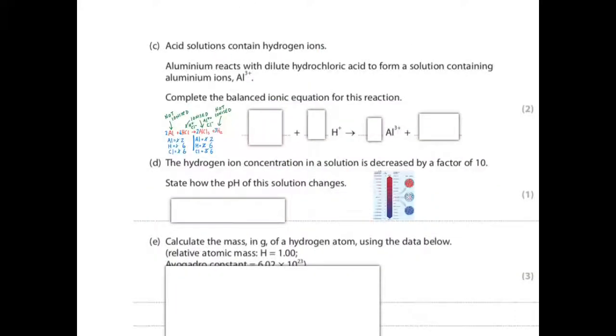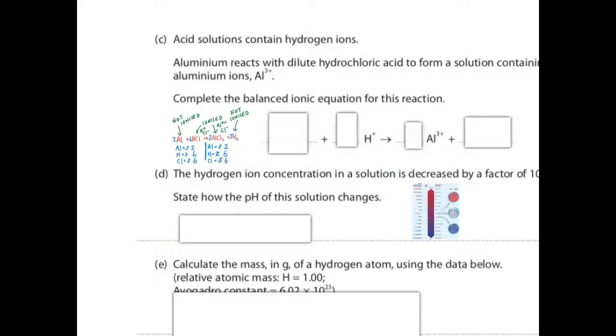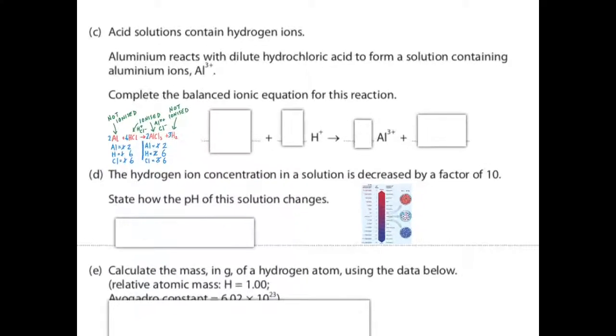Acid solutions contain hydrogen ions. Aluminium reacts with dilute hydrochloric acid to form a solution containing aluminium ions, Al3+. Complete the balanced ionic equation for this reaction. I think this is quite a tricky question as well, because there are a few things you need to know to be able to get this.